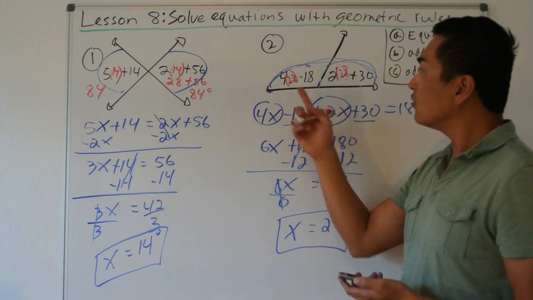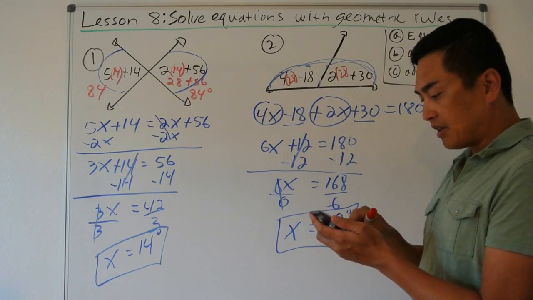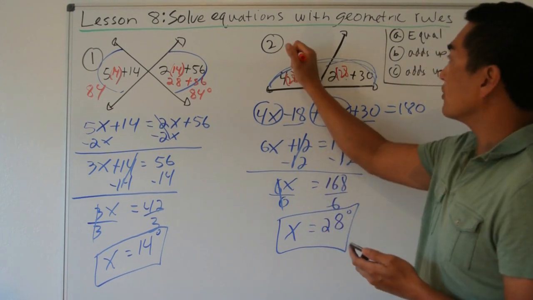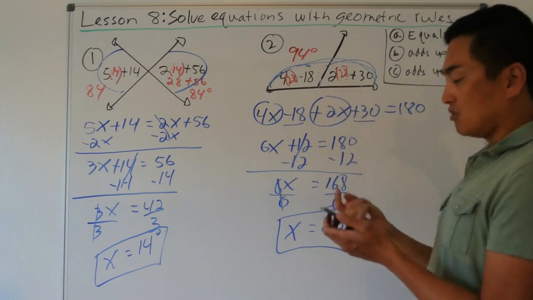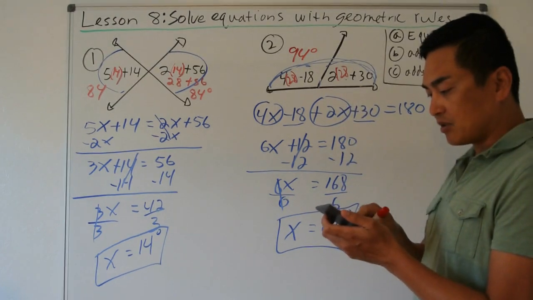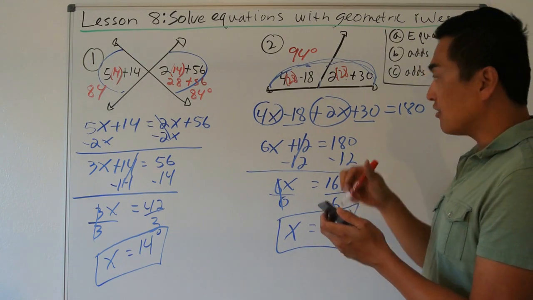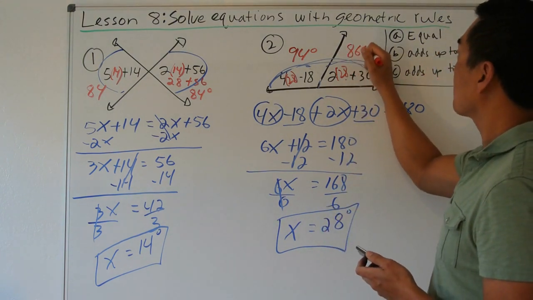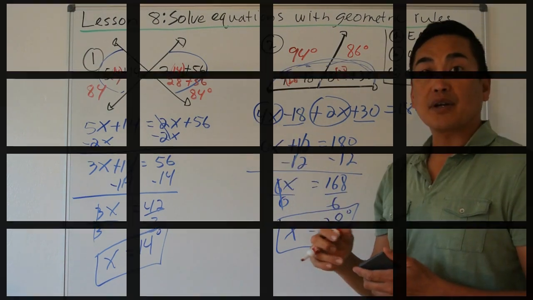I'm going to do 4 times 28 minus 18. This is 94 degrees. And you can just subtract that from 180, or you can just do 2 times 28 plus 30. I'll do that. That would give me 86 degrees. Okay. Now let's move on to number 3.